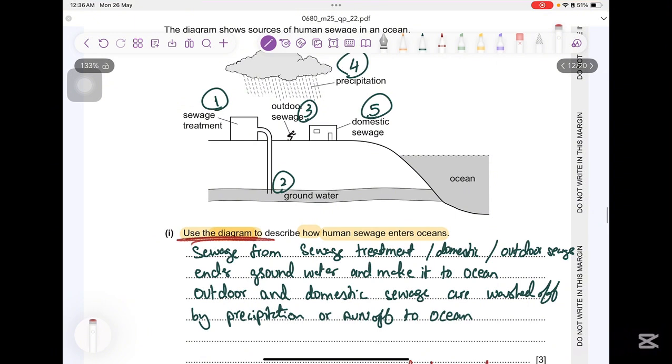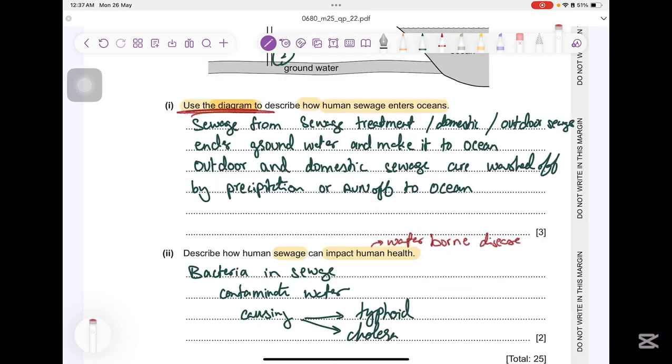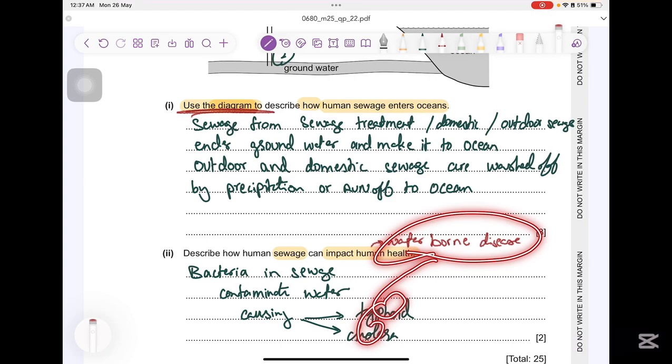So when you see this, definitely, logic and common sense say that feces contain a lot of bacteria, right? So when that bacteria makes its way to the water, it's going to contaminate the water. The water is contaminated from bacteria from that sewage, and that's going to cause you waterborne diseases such as typhoid and cholera. Okay?